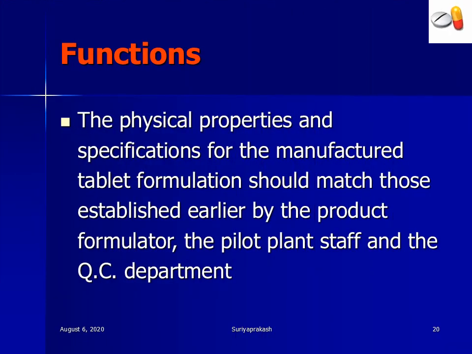So the physical properties and specifications should either match those established by the product formulator, pilot plant staff and the QC department, or follow any pharmacopoeia, Indian Pharmacopoeia, British Pharmacopoeia or United States Pharmacopoeia. Whatever specification is prescribed in the pharmacopoeia, you should also produce in that same quality. Suppose your finished product hardness should be 4 to 6, it should be between 4 and 6.